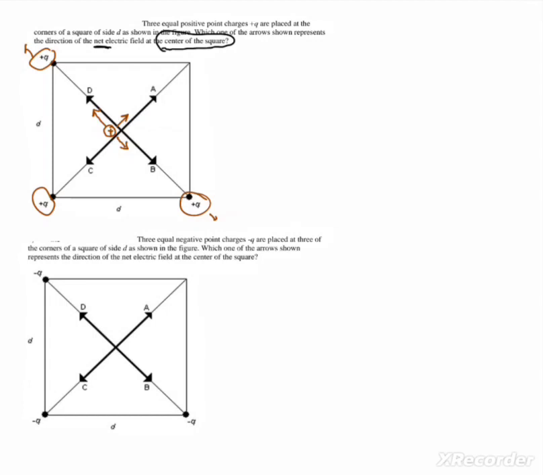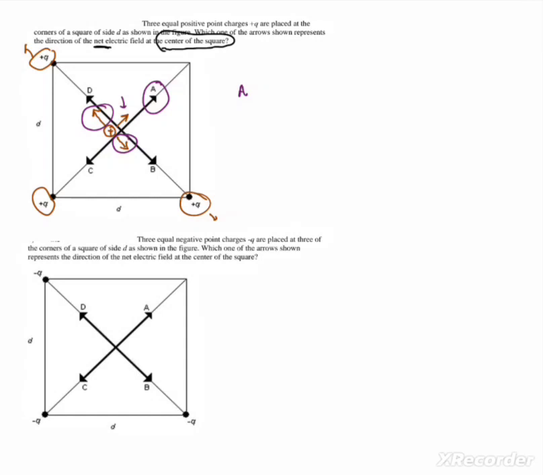Now as you can see, this arrow and this arrow cancel each other because they are equal and opposite in direction. They are equal because the distance from the middle to each of the diagonal Q's is the same. So they are equal in magnitude and opposite in direction, so they cancel out each other. What is left is this arrow here, which is A. So the answer would be A.